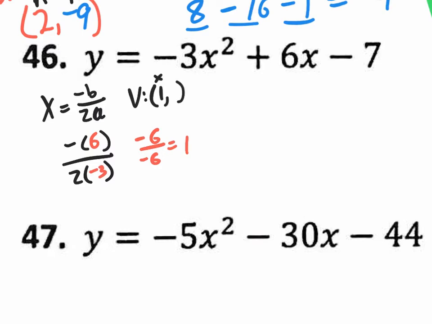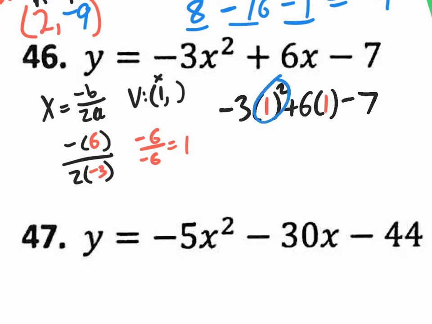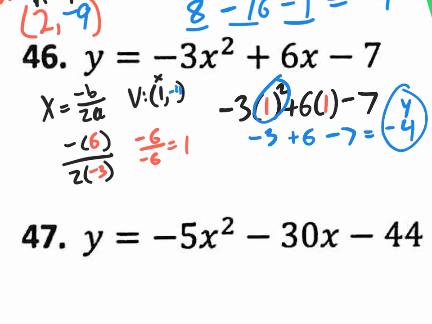When you want the y value, all you have to do is simply plug it into the original equation and you'll find your y. So we really have negative 3x squared plus 6x minus 7. And inside of those parentheses, I'm plugging in the x value of 1. So when I do this math, 1 squared is 1. Negative 3 times 1 is negative 3. 6 times 1 is 6. So we really have negative 3 plus 6, that's 3. And 3 minus 7, that's negative 4 as the y value of our vertex. So positive 1, negative 4, that is our vertex.